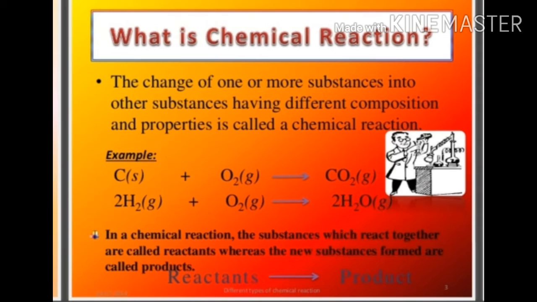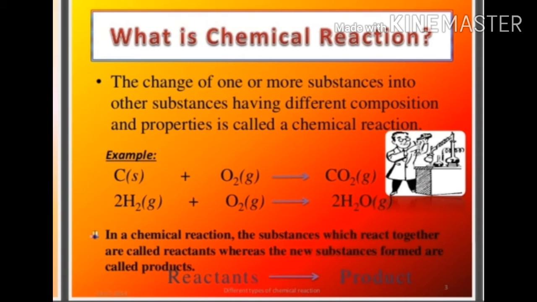C(s) means carbon solid. When it reacts with oxygen gas, it produces CO2, carbon dioxide gas. Second example: two molecules of hydrogen react with one molecule of oxygen to produce two molecules of water.